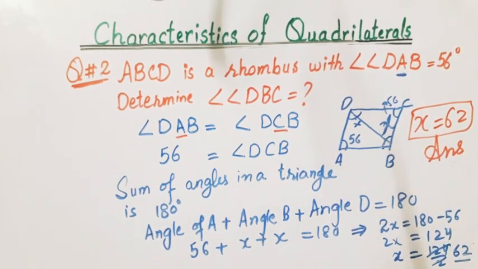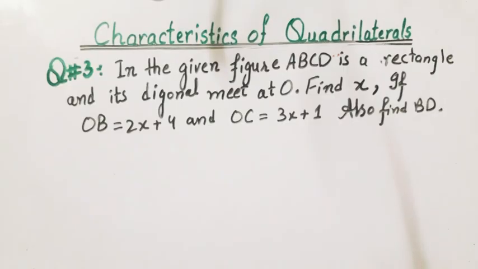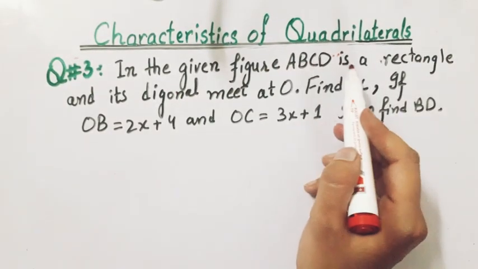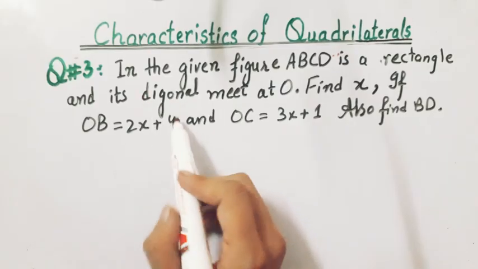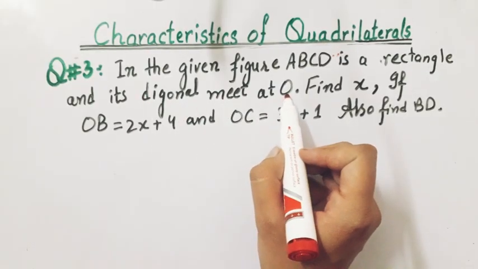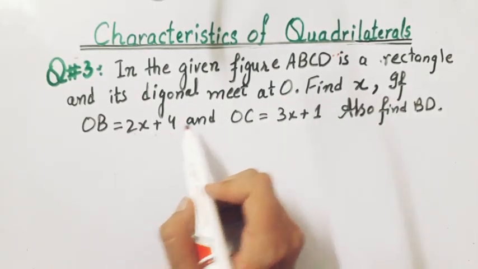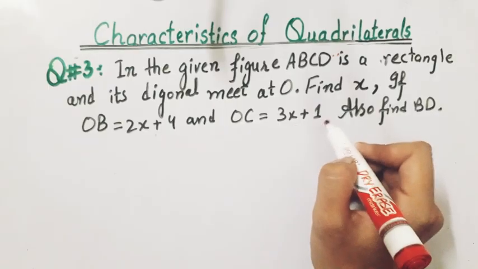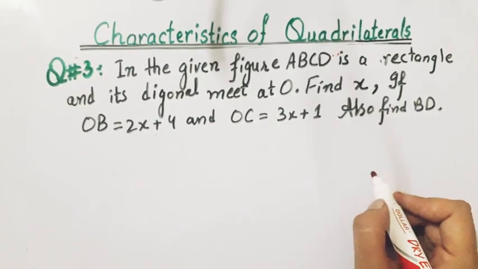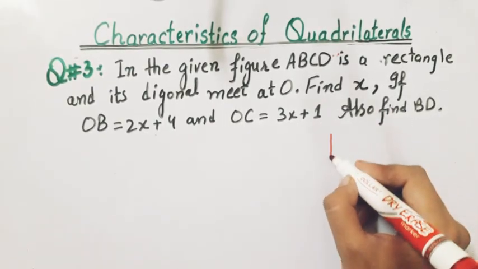Now we will solve question number 3. Question number 3 is: in a given figure, ABCD is a rectangle and its diagonals meet at O. Find X, if OB is 2X plus 4 and OC is 3X plus 1. Find the value of BD. For this purpose, first of all, I will draw the diagram.